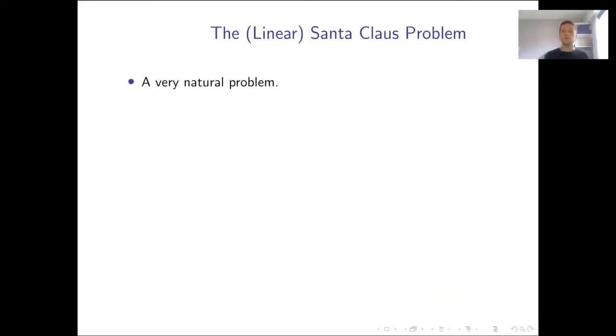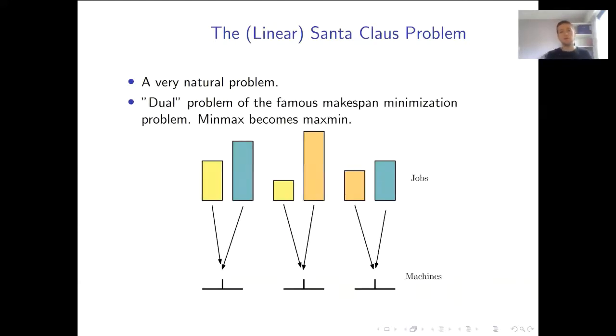It's a very natural problem in resource allocation and scheduling in general. It's also the dual of a famous makespan minimization problem, in which you have jobs that you want to assign to machines, and you want to minimize the load on the most loaded machine. So you want to minimize the maximum. Santa Claus is basically the opposite of that: we want to maximize the minimum. That's why, in a way, it is the dual of this very famous scheduling problem.